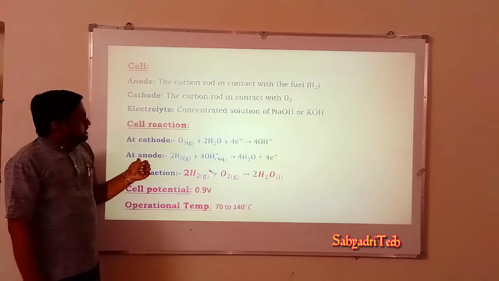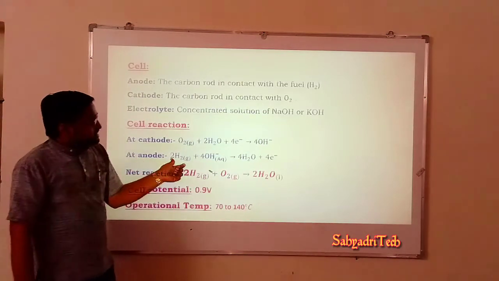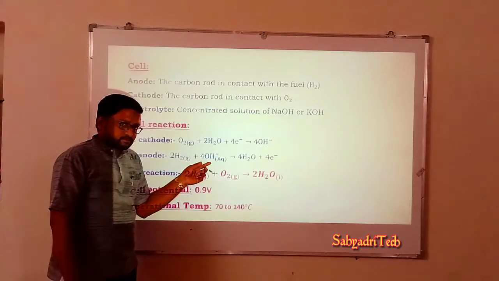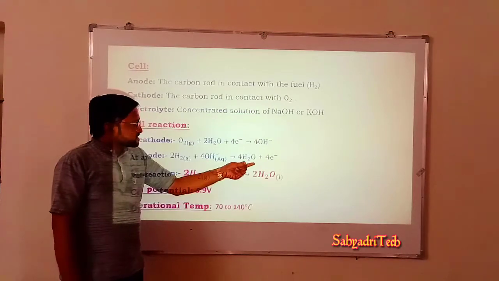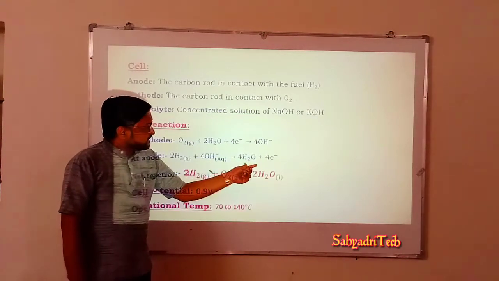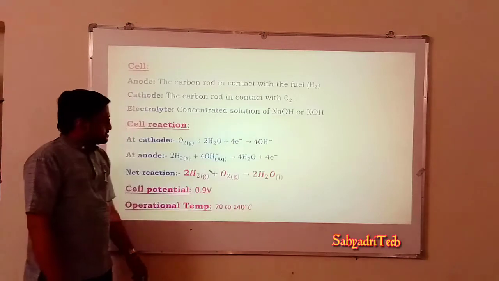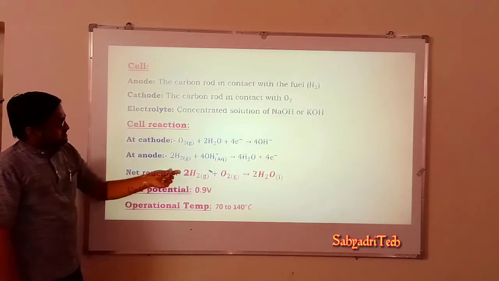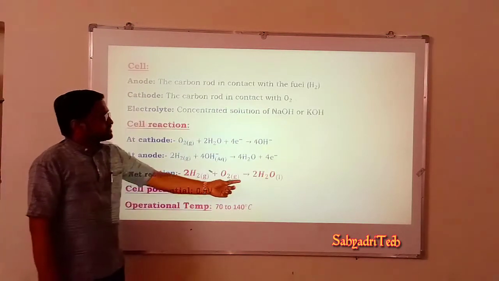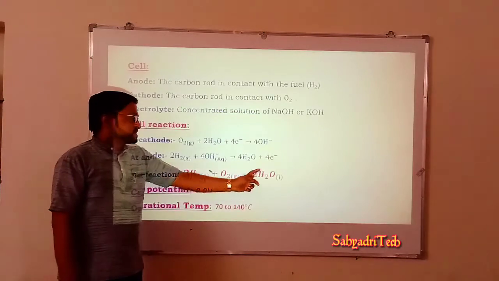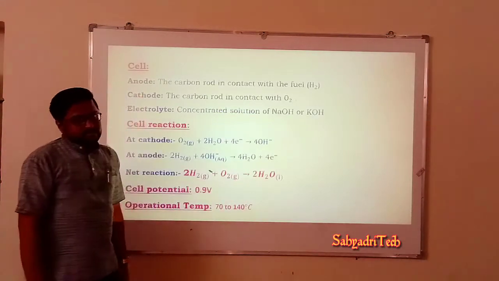And at anode what happens? Hydrogen gas combines with the hydroxide ions, OH minus ions, giving rise to water and 4 electrons. So when you consider the net reaction, say 2H2 plus O2 gives rise to 2H2O. So what is the product formed here? Water is the product.